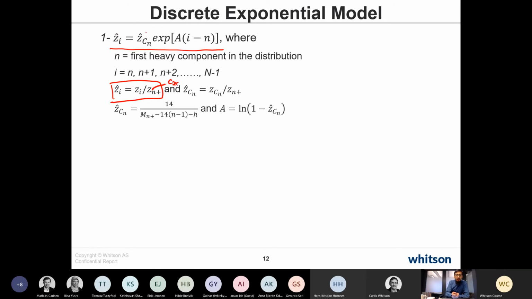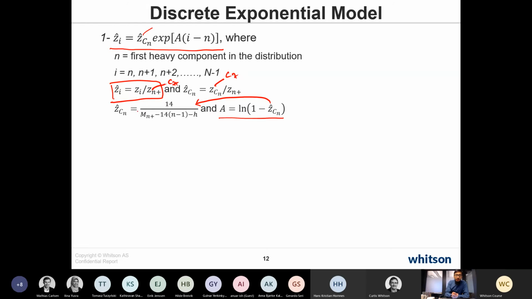And this is the normalized mole fraction of the first carbon number from which we are using the model. If we are using the model for the C7 plus fraction, this will be the mole fraction of the C7 carbon number itself. And A is generally representing the slope of the straight line in the exponential model. This normalized mole fraction of the first carbon number can be calculated with this equation here.